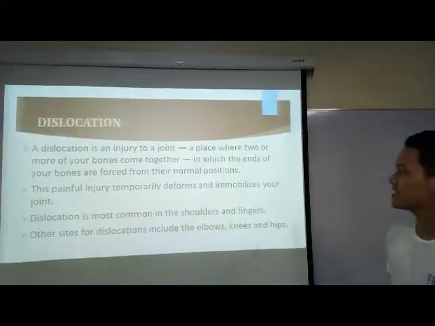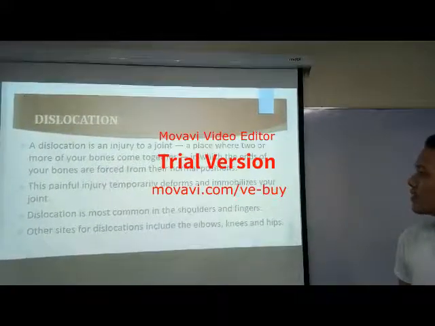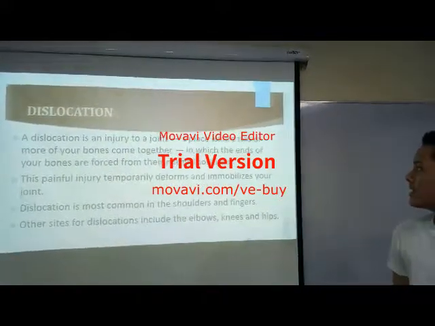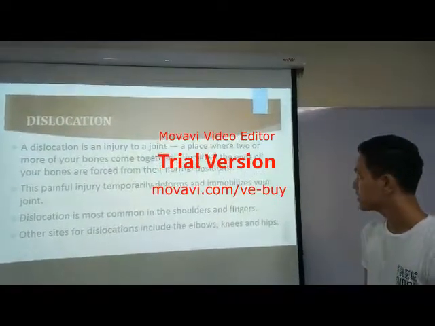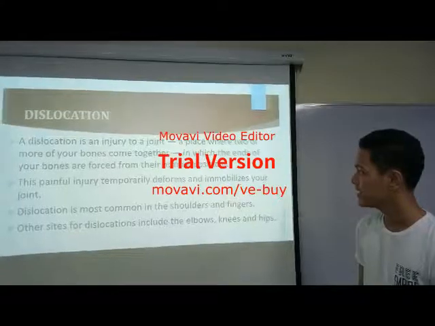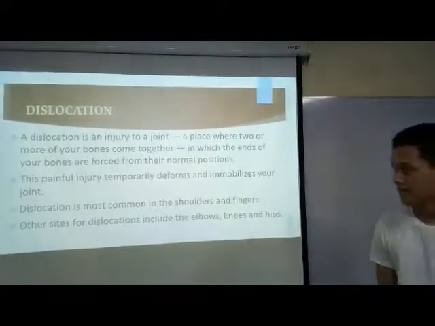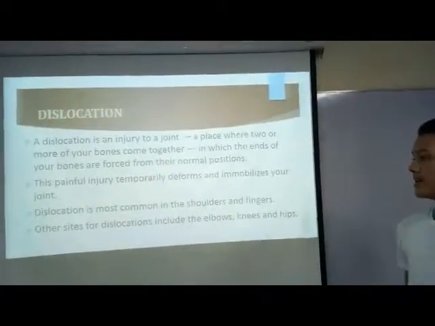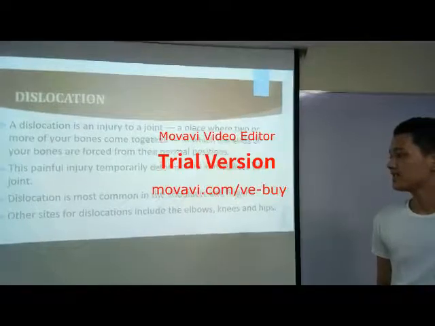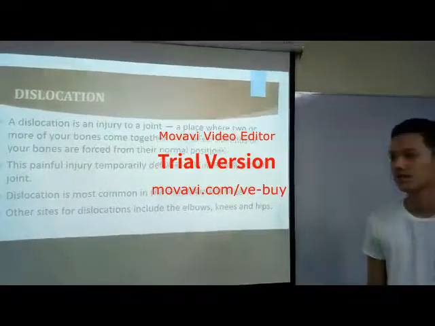Dislocation. A dislocation is an injury to a joint, the place where two or more of your bones come together, in which the ends of your bones are forced from their normal positions. This painful injury temporarily deforms and immobilizes your joint. Dislocation is most common in the shoulders and fingers. Other sites for dislocations include the elbows, knees, and hips.